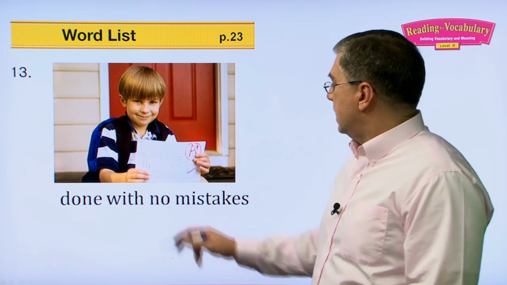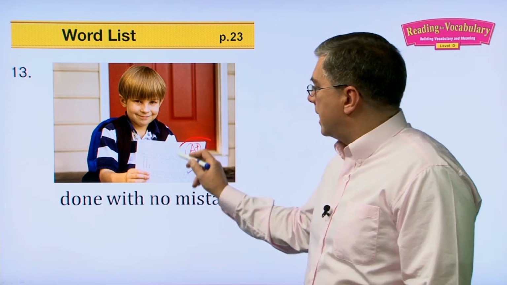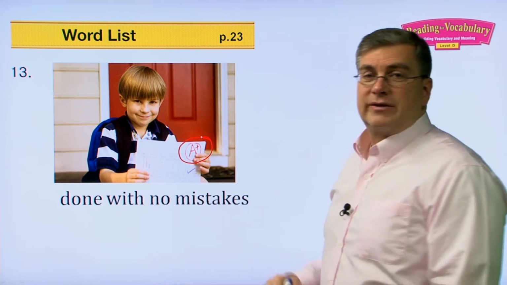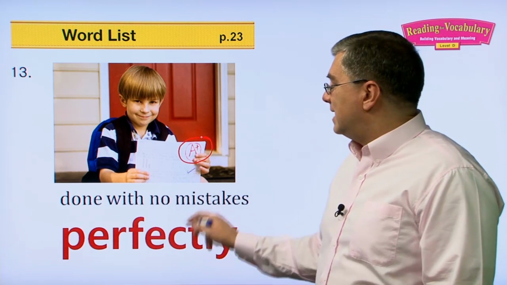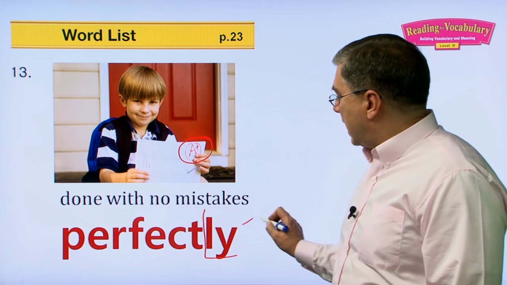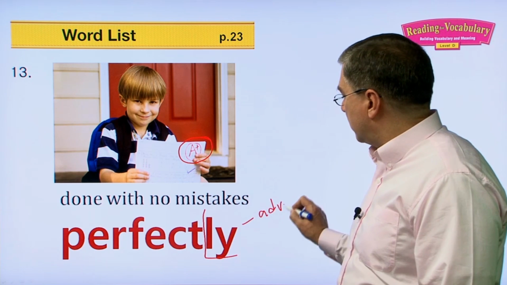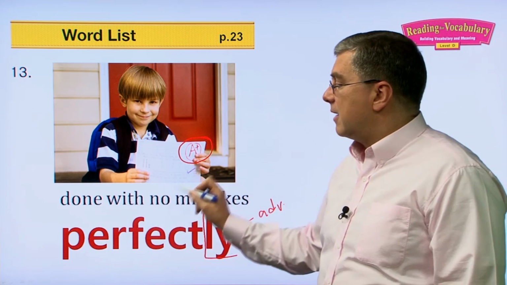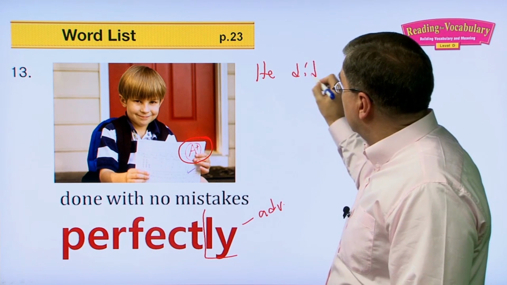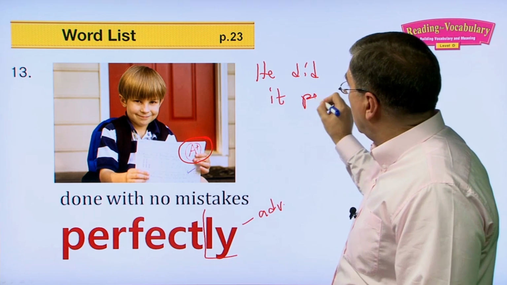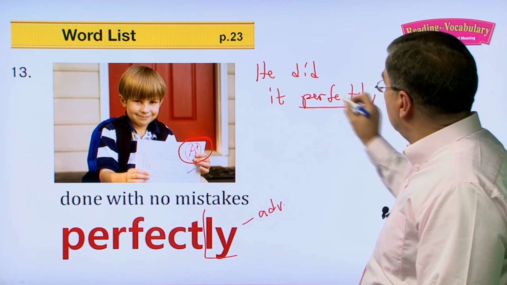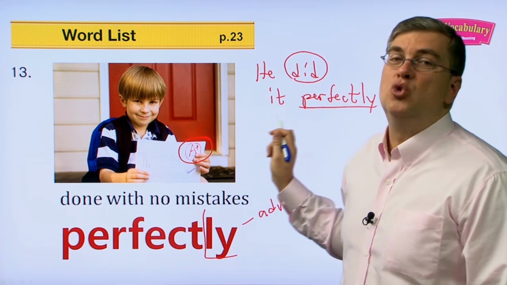Okay. Done with no mistakes. Wow, look at that. A plus, a hundred percent. Right? So done with no mistakes, what do we call that? We say he did it perfectly. Now, ly means it's an adverb, and that defines the verb. So he did it perfectly. Because with perfectly, we're describing how he did it.